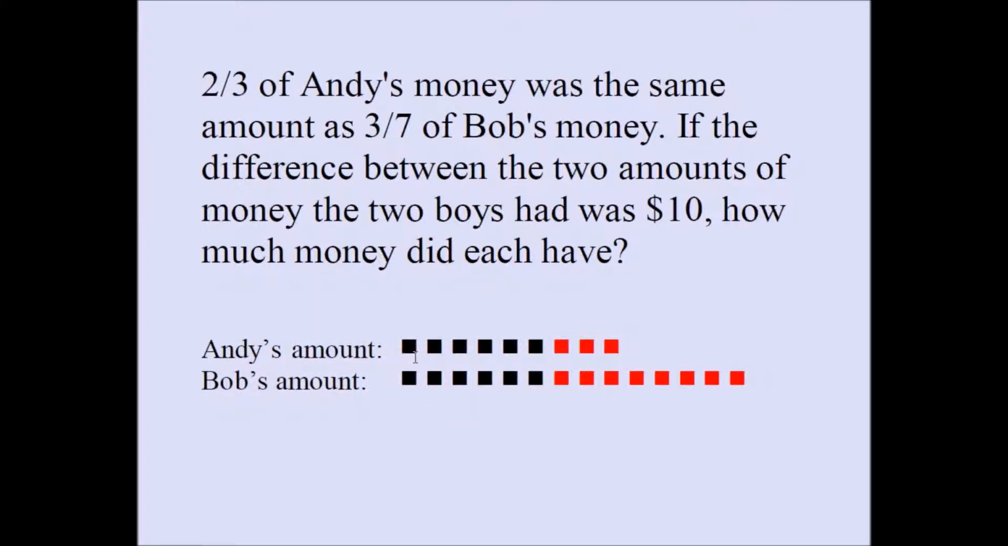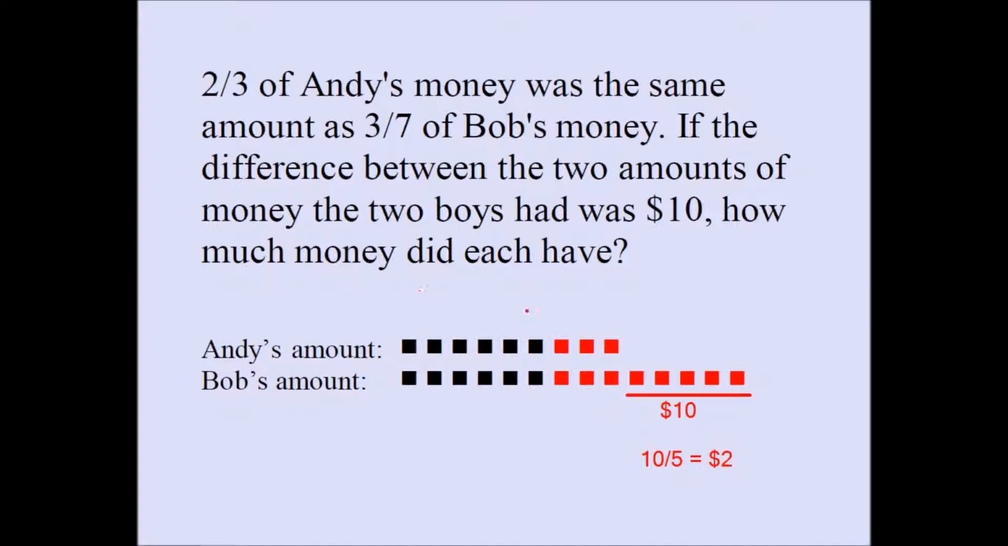So I have 1, 2, 3, 4, 5, 6, 7, 8, 9 boxes representing Andy's entire amount, and I have 1, 2, 3, 4, 5, 6, 7, 8, 9, 10, 11, 12, 13, 14 boxes representing Bob's entire amount. Now the difference between the two amounts of money the two boys had is $10. And that tells me this has to be $10. And that tells me that each square must be worth 10 divided by 5, because there are 5 squares that are worth $10. So each square must be worth $2.